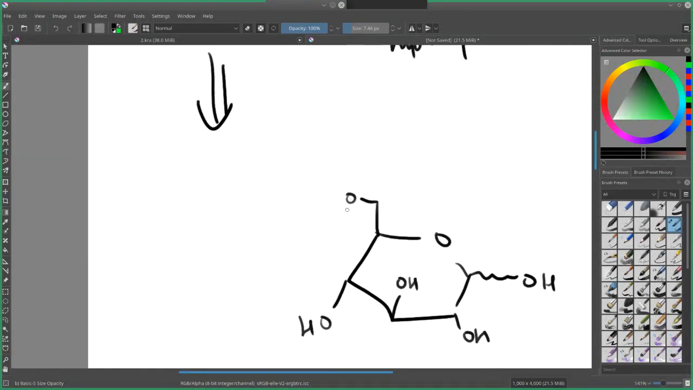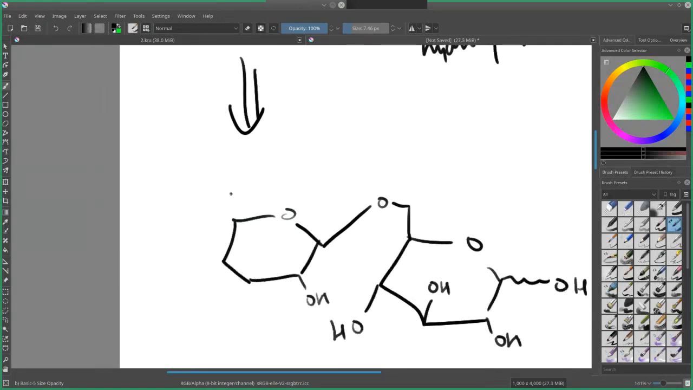Okay, and so we have this oxygen up here. And this is where our bond is, and the bond is to the anomeric carbon of the other one. And it's also beta. So that means it's facing up. Okay, and we draw out the rest of our structure. Alternate like that, and there we go.